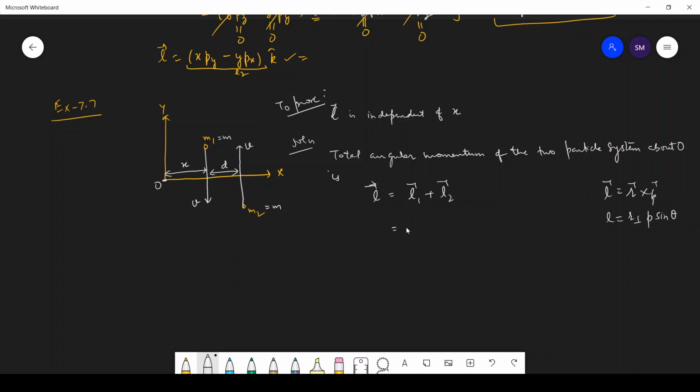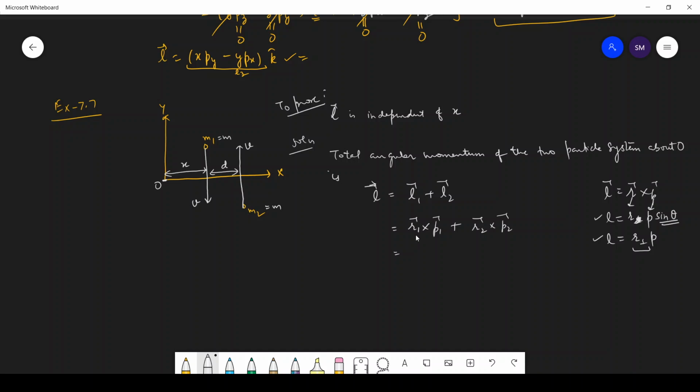So L1 means R1 into P1. If you are writing it with the perpendicular distance, you need not write sine theta. If you don't want sine theta, then you need to write the magnitude of R into the magnitude of P into sine of the angle between them. But R sine theta is actually R perpendicular. So that's your choice, how you are writing it, this way or this way. So L is R1 cross P1 plus R2 cross P2.